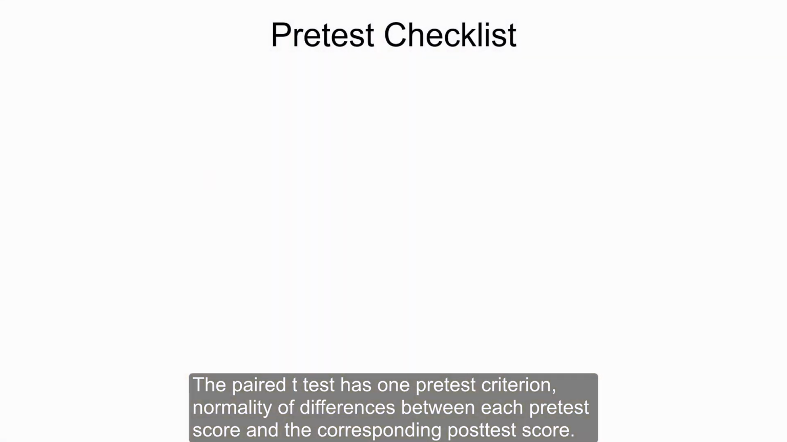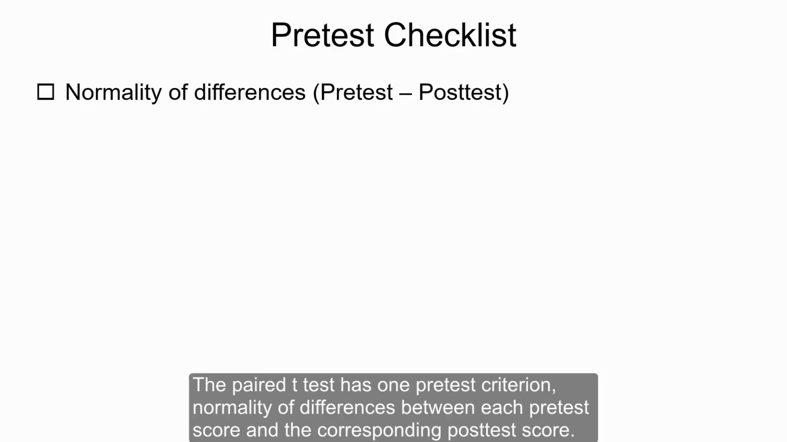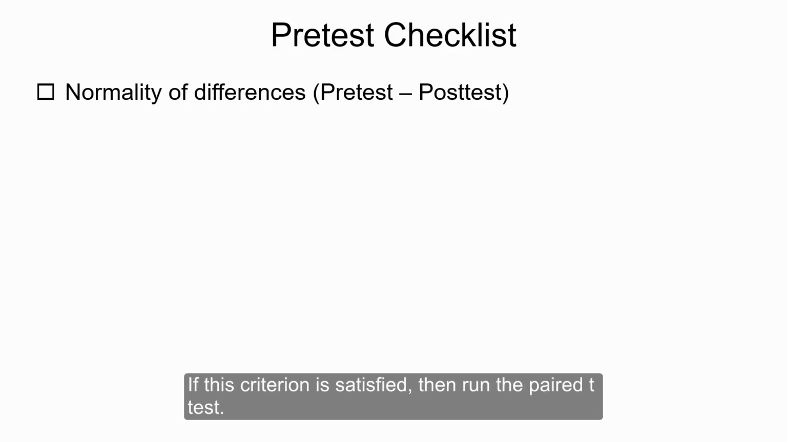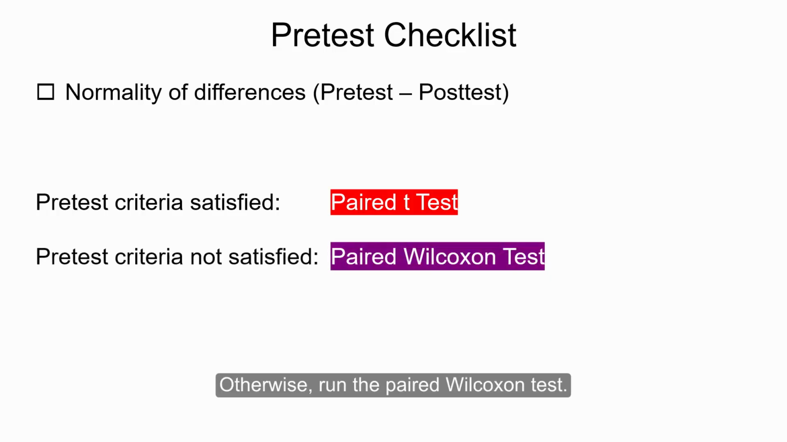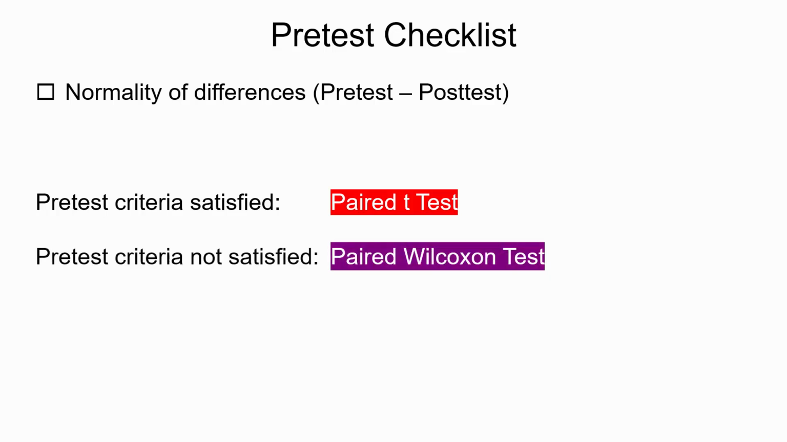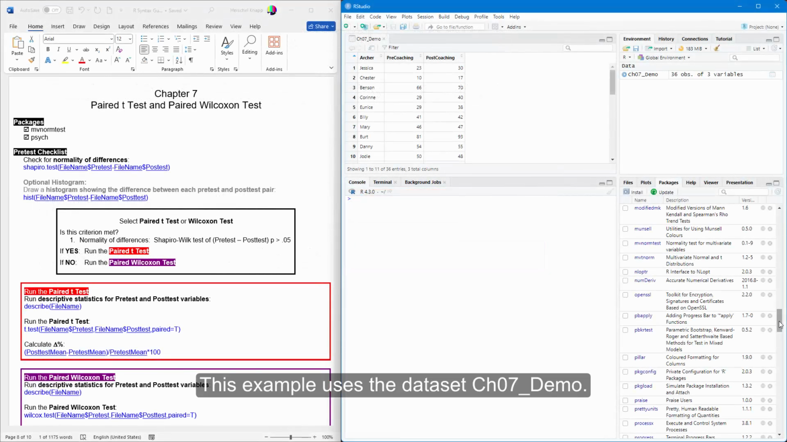The paired T-test has one pre-test criterion: normality of differences between each pre-test score and the corresponding post-test score. If this criterion is satisfied, then run the paired T-test. Otherwise, run the paired Wilcoxon test. This example uses the dataset ch07_demo.